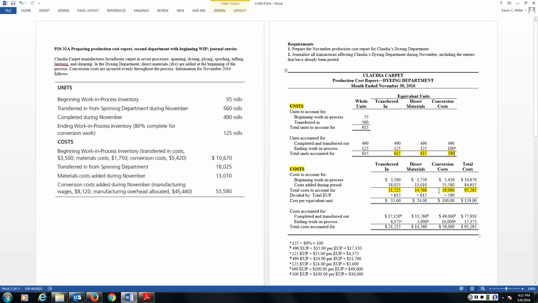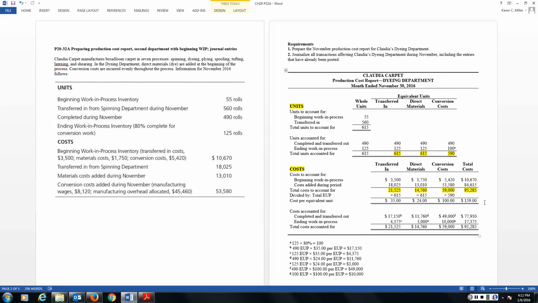Conversion cost, on the other hand, we have our total cost, and we're dividing by 590, not 615, because we have 490 finished units, but we've only incurred 80% of the cost for these 125. So we only want to consider them 80% complete. They are the equivalent of 100 completed units. So we divide by 590, which gives us $100 of conversion cost per unit. So when we add these three costs together, we know that it cost us basically $159 to complete the rug up through the end of this process.